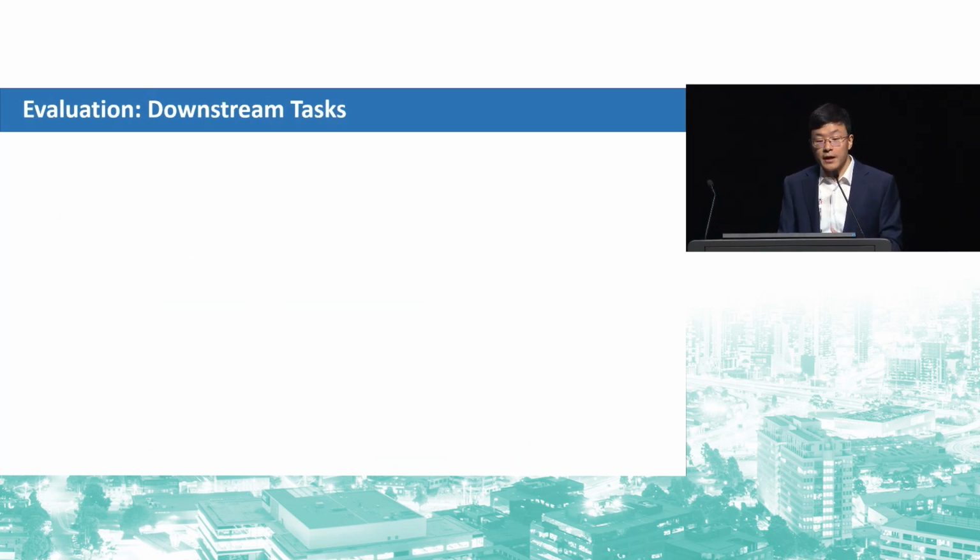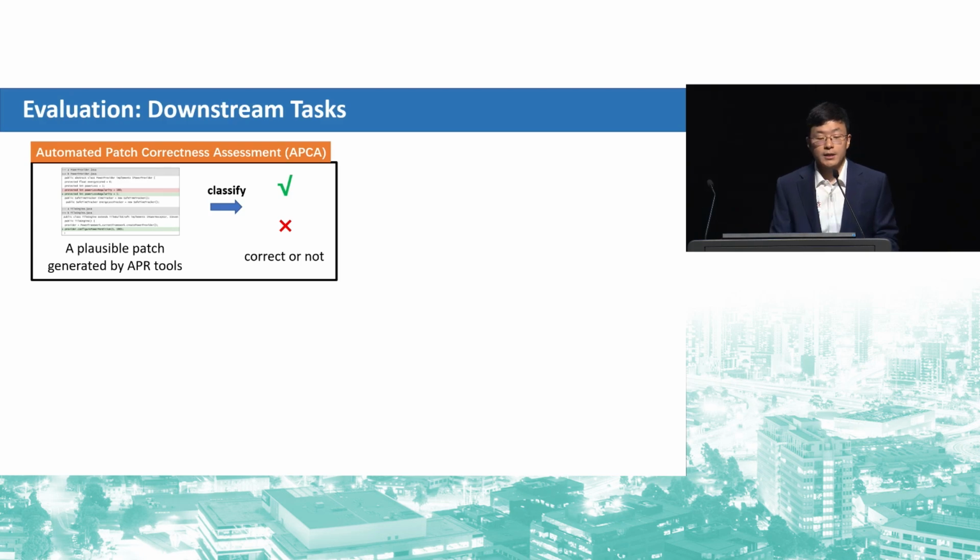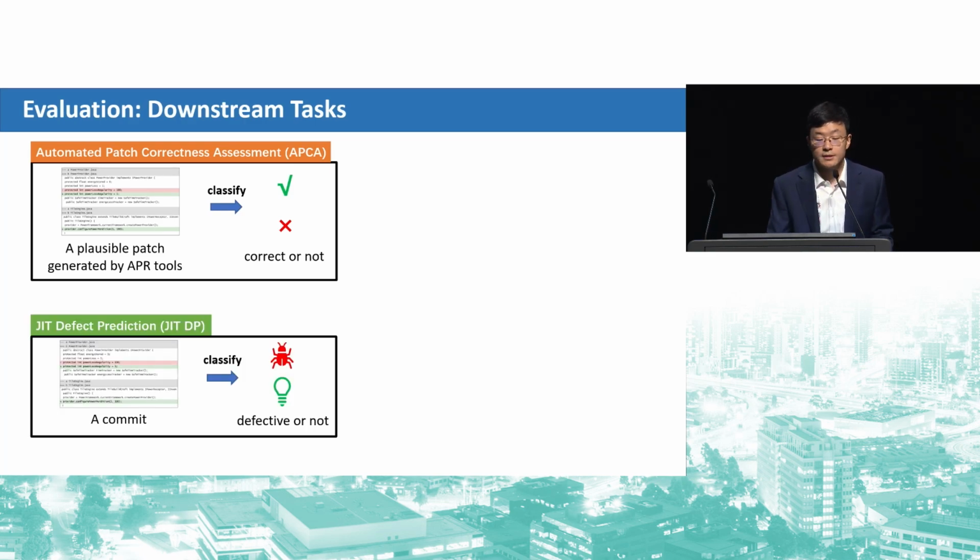Okay, to evaluate the effectiveness of CCRep, we have used 3 downstream tasks. The first is the automated patch correctness assessment task, the input of which is a plausible patch that is generated by an APR, an automated program repair tool. Our goal is to classify whether it is correct or not. The second task is the just-in-time defect prediction task. We predict whether the input commit is defective or not.